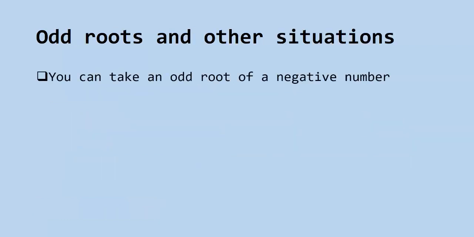Odd roots are in other situations: you can take an odd root of a negative number. The cube root of negative 8 would be negative 2, as negative 2 to the third power is equal to negative 8.